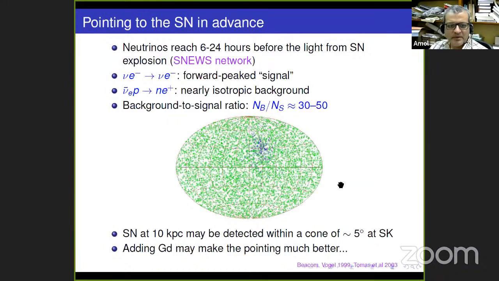Okay. So this is what you can do about pointing. Any questions about this pointing idea?